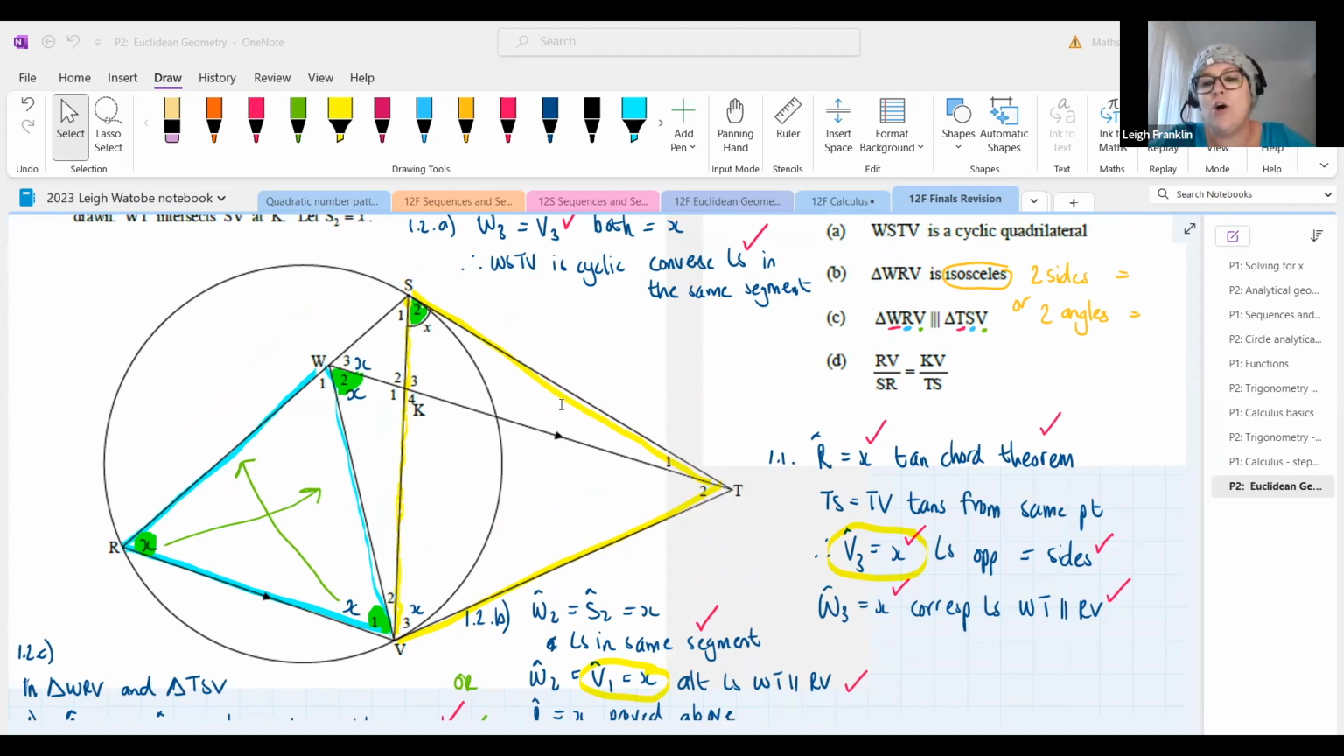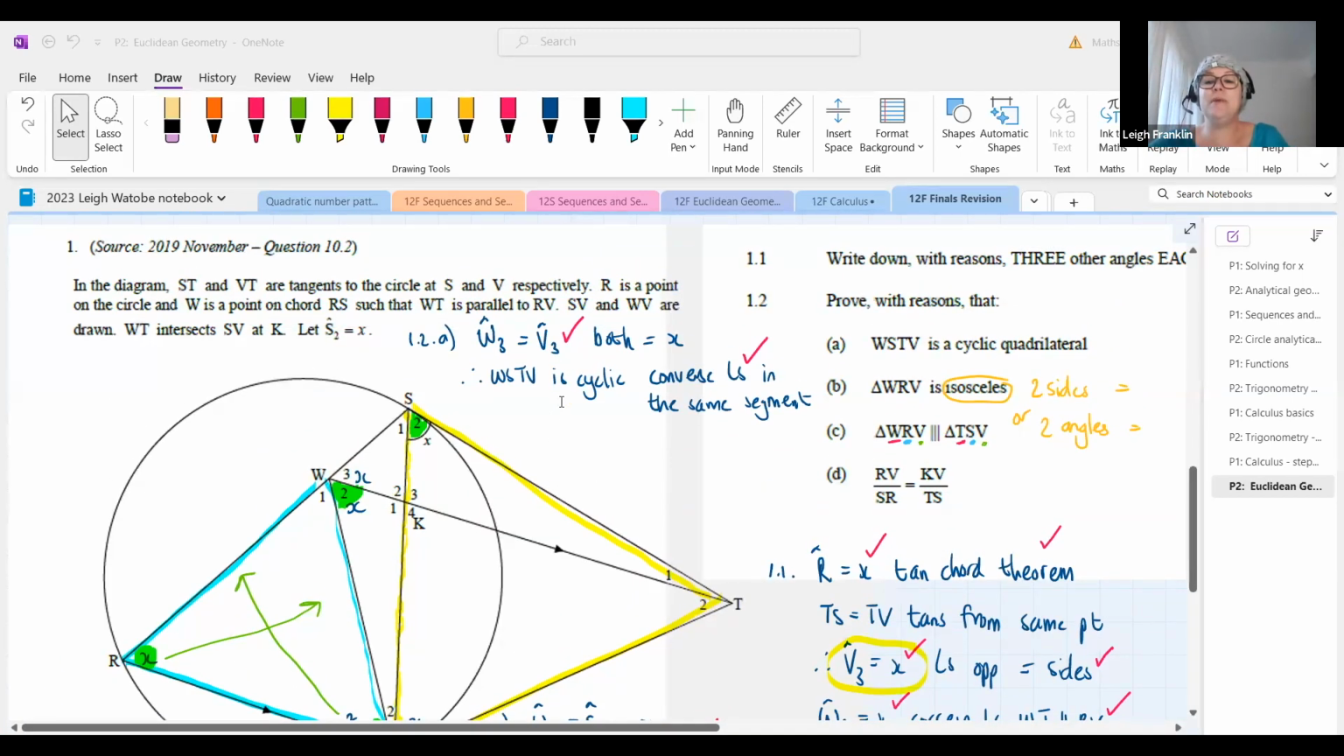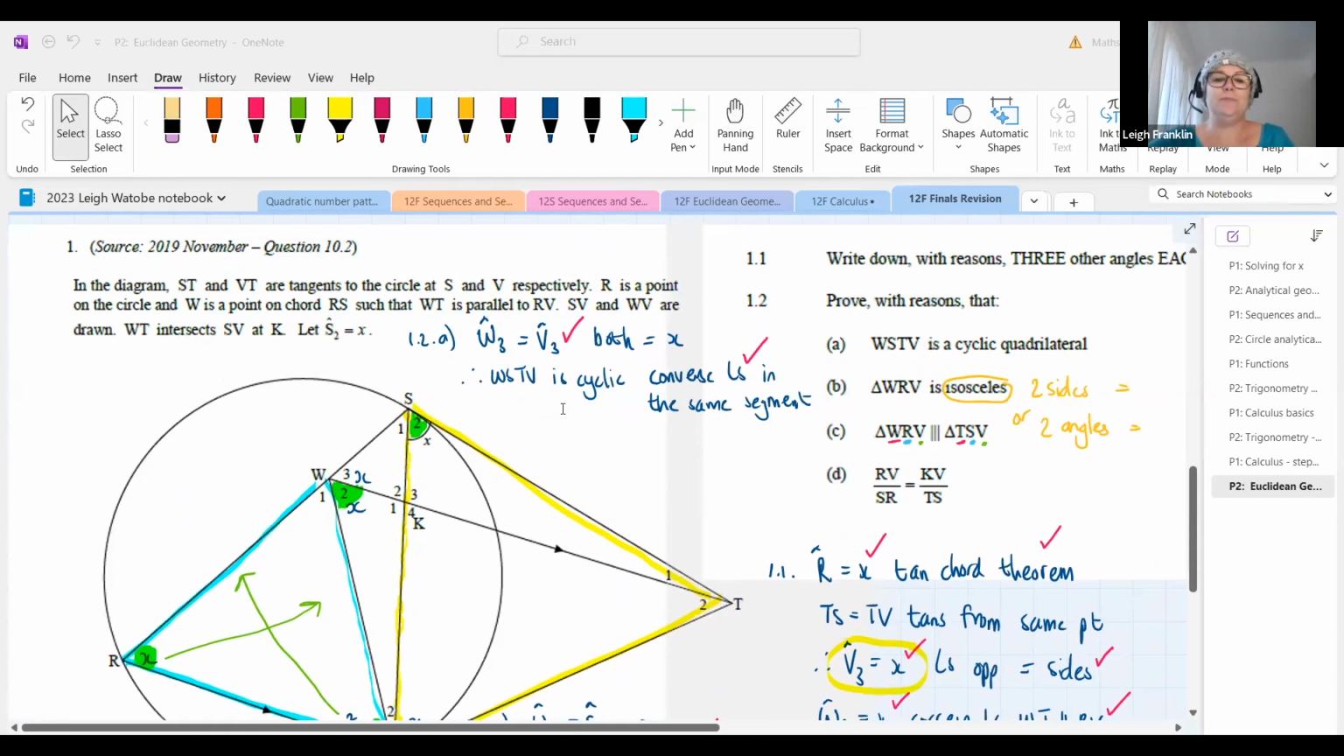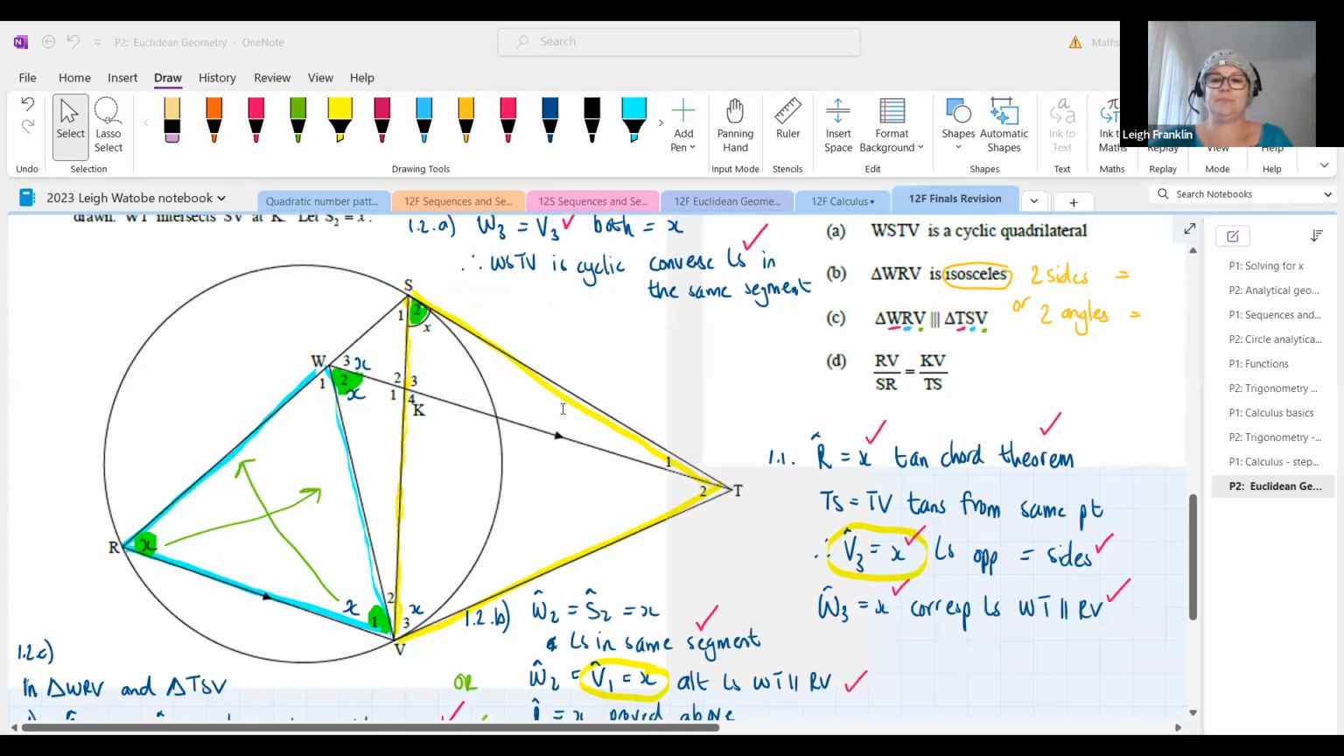If you look at RV over SR equals KV over TS, TS is equal to another side in this problem. What is TS equal to? We actually spoke about it in the very beginning. What is TS equal to? Aha. So do you remember, good Tristan, good Kalipa, TS is equal to TV.